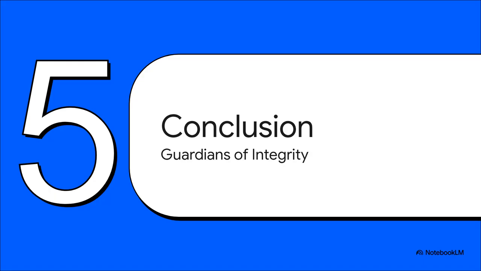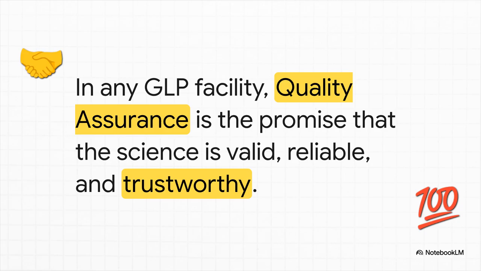Okay, let's wrap this all up. We've followed the QA team from verifying the initial plan all the way to auditing the final report. So, what's the ultimate purpose of this entire QA program? What's the big takeaway? What it all boils down to is this: quality assurance is the engine that builds confidence. At Apex Labs, and in any facility that follows GLP, that independent oversight from the QA team is the promise to management, to regulators, and to all of us that the science is valid, reliable, and completely trustworthy.